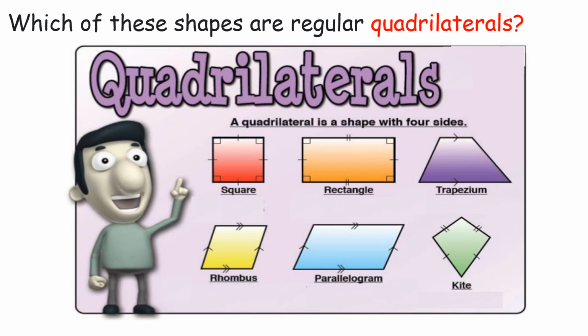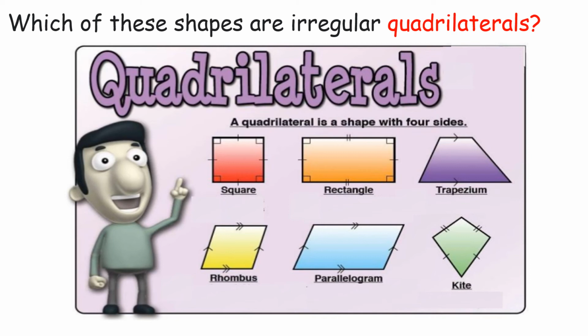So let's go back to thinking about our quadrilaterals. Now remember, quadrilaterals are shapes with 4 sides. Have a look at these quadrilaterals here. We have a square, a rectangle, a trapezium, a rhombus, a parallelogram and a kite. Which of these shapes are regular quadrilaterals? Remember, that means that all of the sides and angles need to be the same. Have you spotted it yet? Well done, it's a square, because squares' sides are all the same and their angles are also all the same.